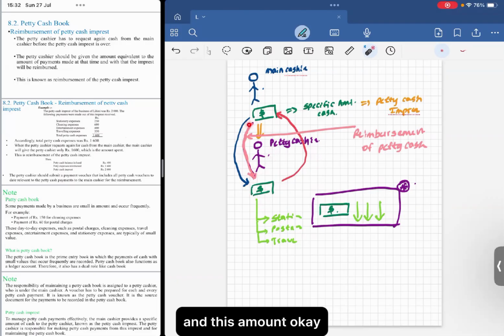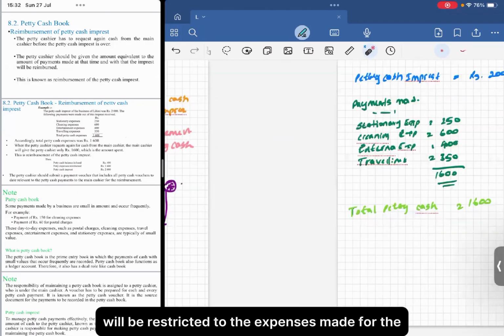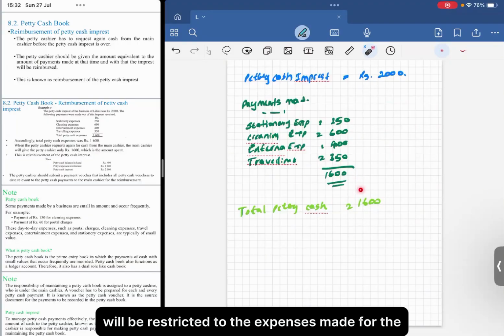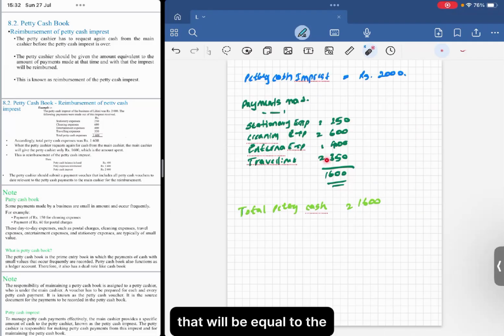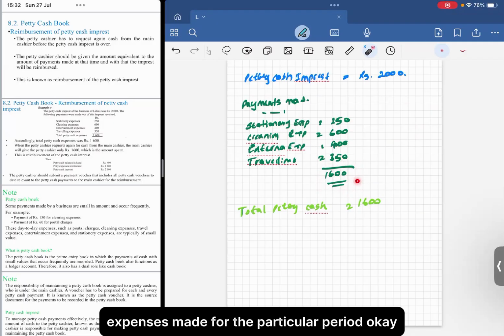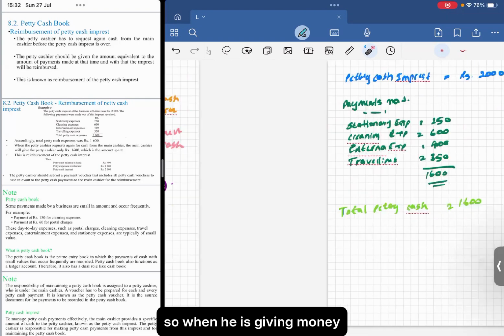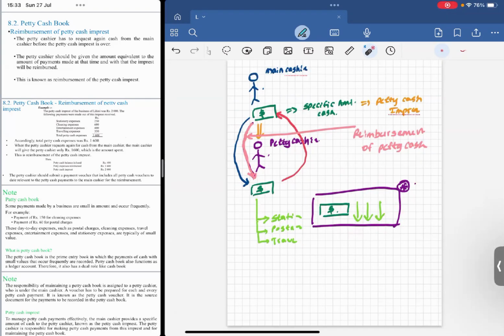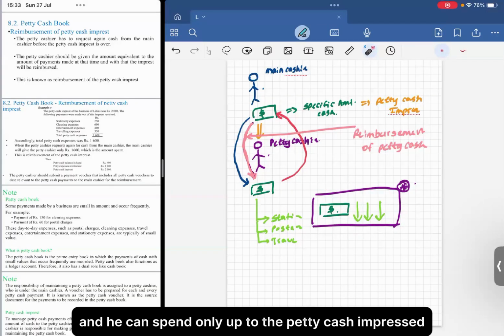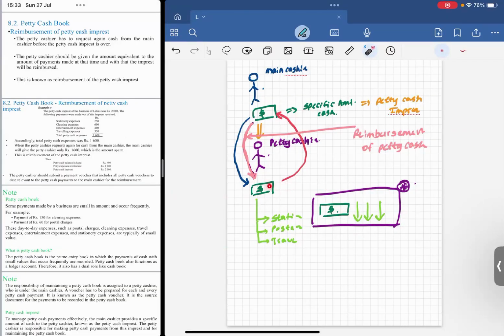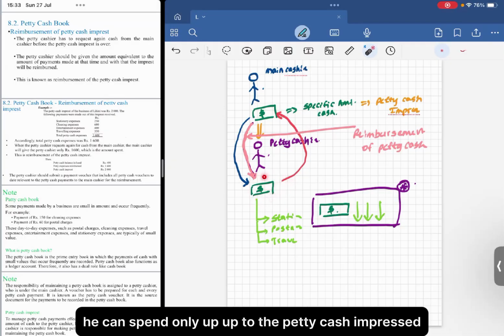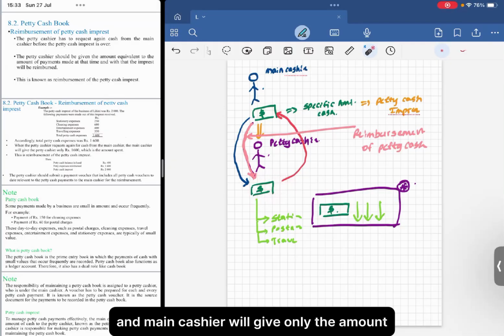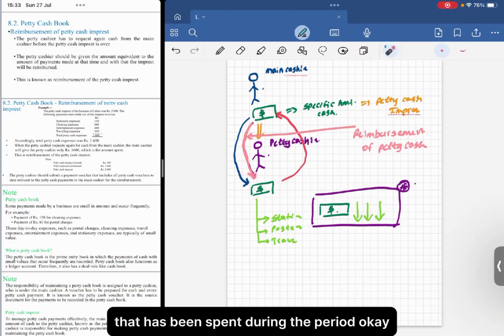And this given amount will be restricted to the expenses made for the particular period. That will be equal to the expenses made for the particular period. So when he is giving money, he is giving only the amount that has been spent. He can spend only up to the petty cash imprest, and the main cashier will give only the amount that has been spent during the period.